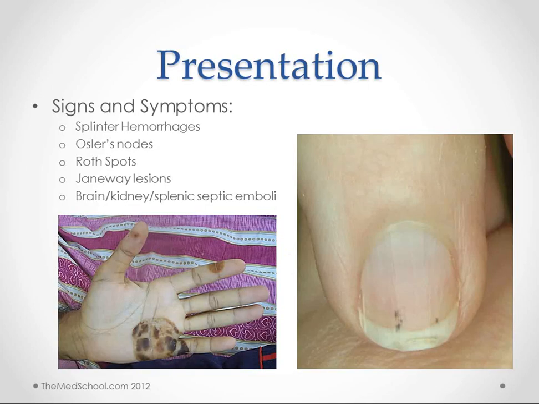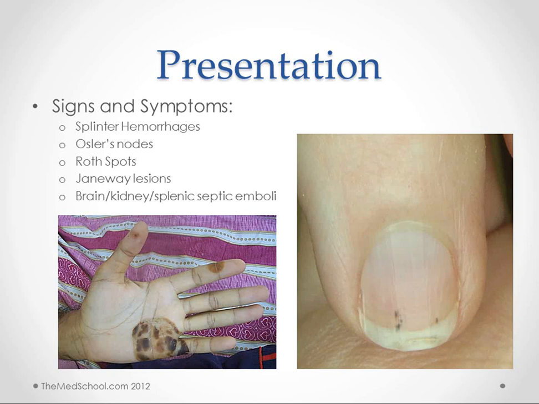So the classic presentation of endocarditis includes these immunologic manifestations where we have small emboli that are causing different problems around the body. So if you can picture vegetations on the heart valves kind of breaking off and causing small areas of ischemia or areas of abscess. So splinter hemorrhages, like you see in this picture of the fingernail, are just small hemorrhages in the fingernails.